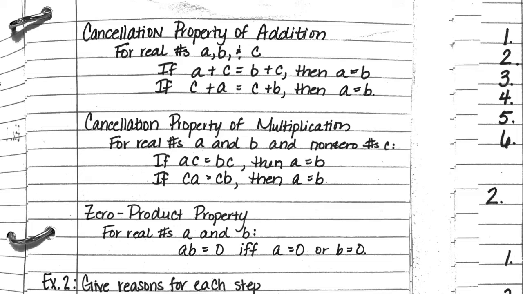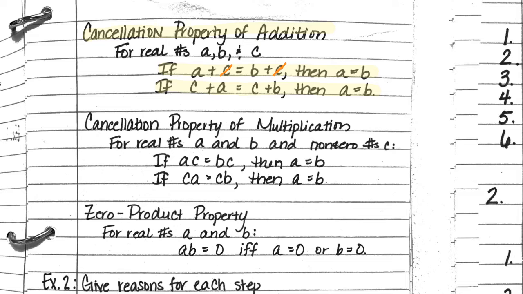All right, continuing on with chapter 2, section 6, we have a couple properties that you have seen before. You don't really realize that it's a property. The cancellation property of addition. If A plus C equals B plus C, then A equals B. If C plus A equals C plus B, then A equals B, meaning all I did here is I canceled out the C's and A is equal to B.